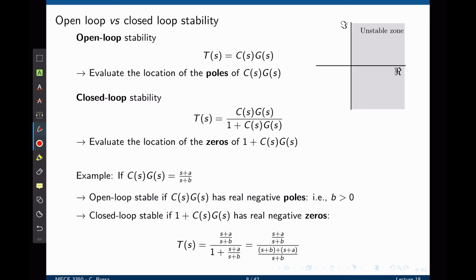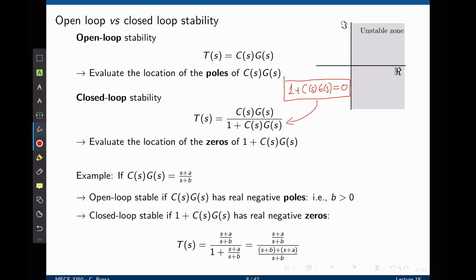If you now are interested in the closed loop stability, we can go back to our transfer function. T of S is the closed loop transfer function, and the necessary and sufficient condition for stability is that 1 plus C times G has roots with negative real parts. That is, the roots of 1 plus C times G have real parts that are located on the left side of the S-plane. 1 plus C of S times G of S equals 0 is what we call the characteristic equation, which is the denominator of the transfer function.